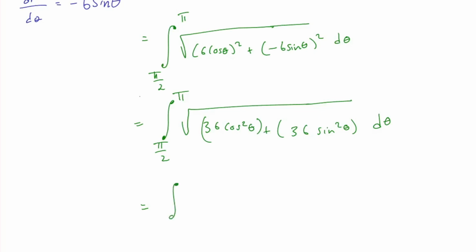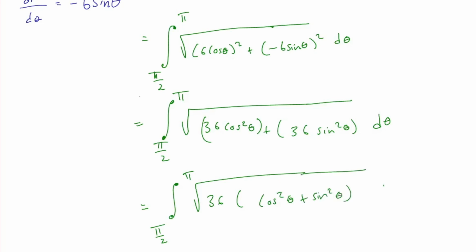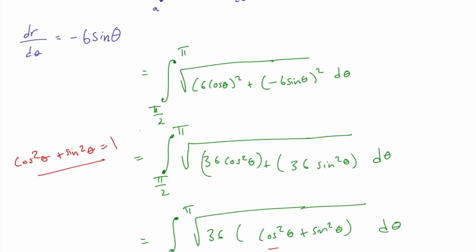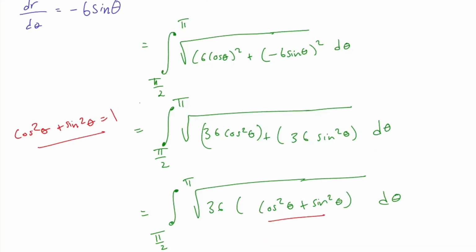When we do our factoring, it's going to be pi over 2 to pi. We're just going to have our square root. We can take out a 36 as it's common, and we have cos squared theta plus sine squared theta. And we have a beautiful trig identity here. Remember the Pythagorean identity, where cos squared theta plus sine squared theta equals 1. So we can apply the Pythagorean identity to here.